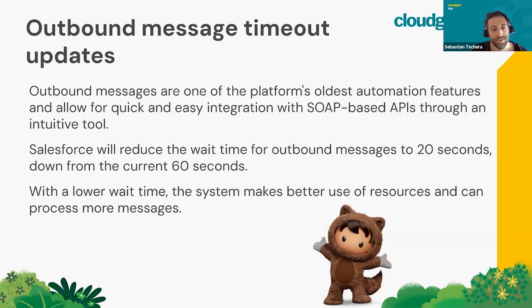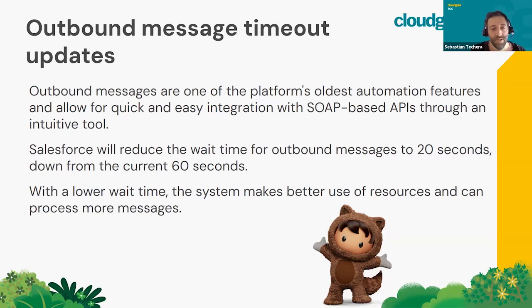Going to the third item that I want to share with you: the outbound message timeout updates. Outbound messages are one of the platform's oldest automation features and allow you quick and easy integrations with SOAP-based APIs through an intuitive tool.